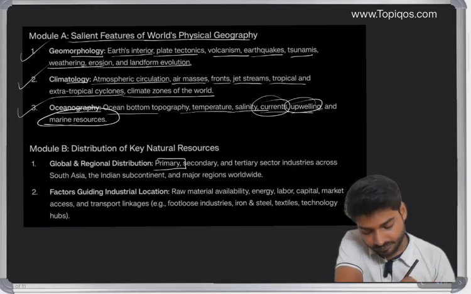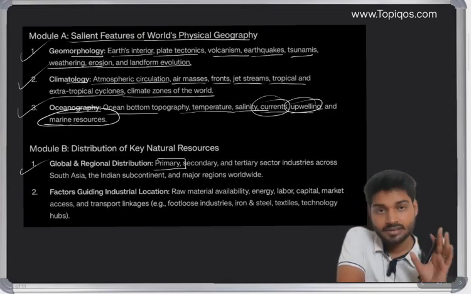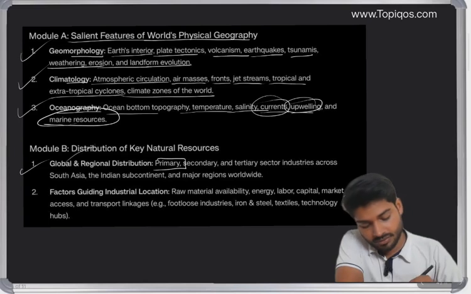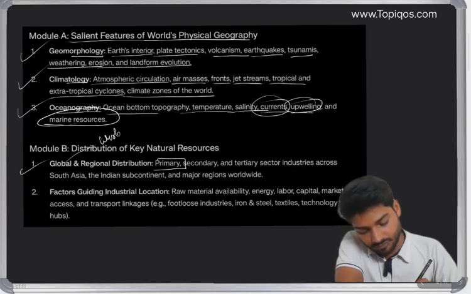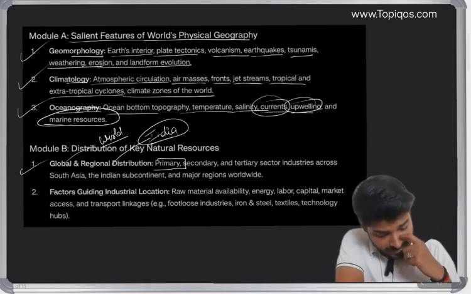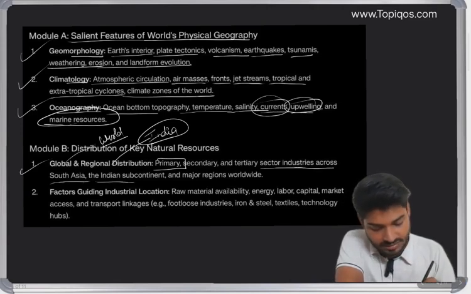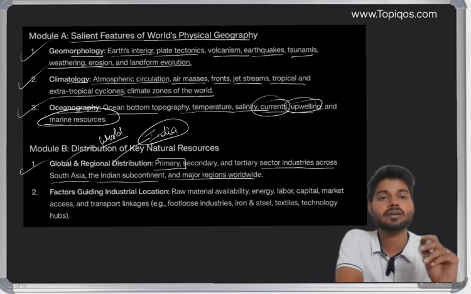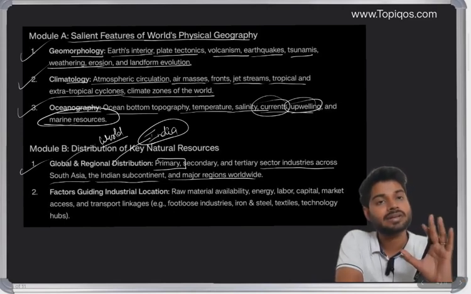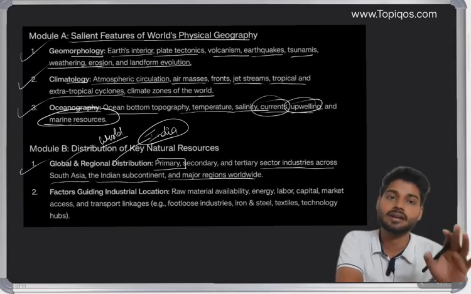Secondly, when I say key distribution of natural resources, here we have to study primary, global and regional distribution. Global means world level, and regional means India level, in the context of India. We see primary, secondary, and tertiary industry across South Asia, the Indian subcontinent, and major regions of the world. So we are also going to study the industrial pattern of the world as well as India.